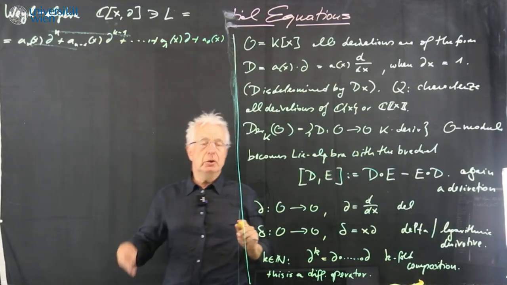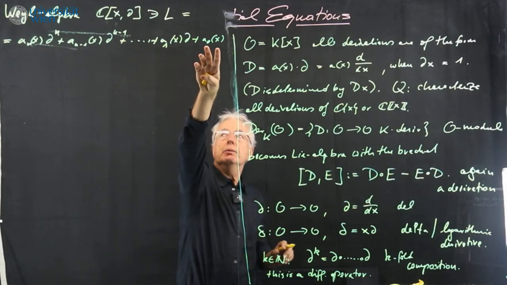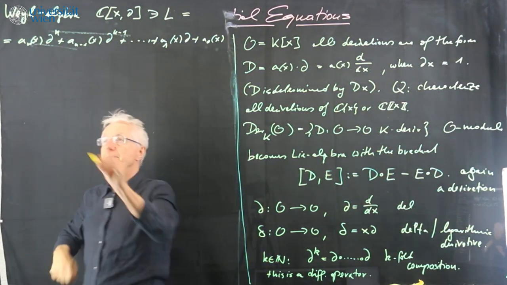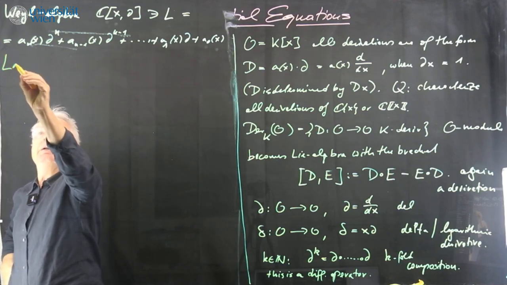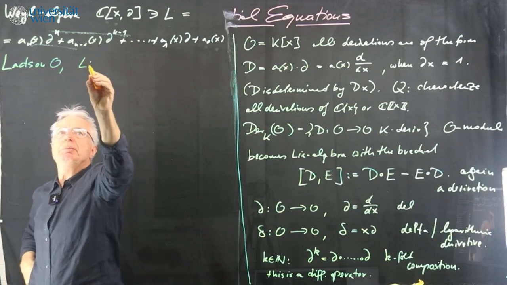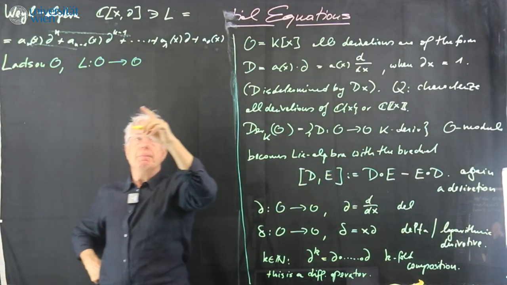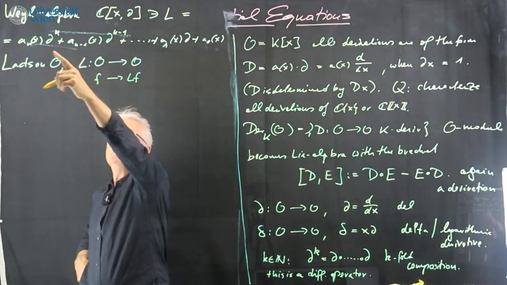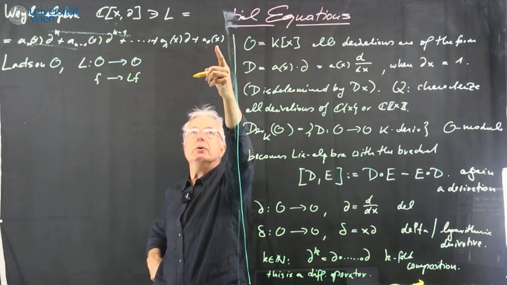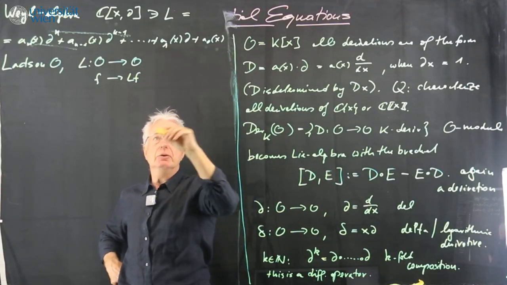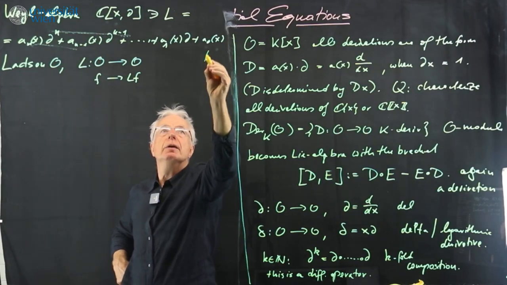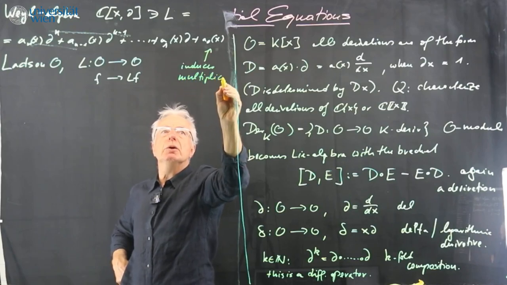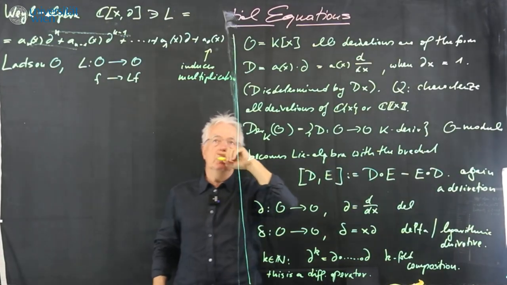Now, I already defined the composition of del. When I write here a_0(x), I want to have this L act on O, so L acts on O, so we have a map O to O, and f goes to Lf. Now, you just apply the derivatives, but this a_0(x) means that you multiply f. This induces multiplication. If you want, it is a derivative of order zero.